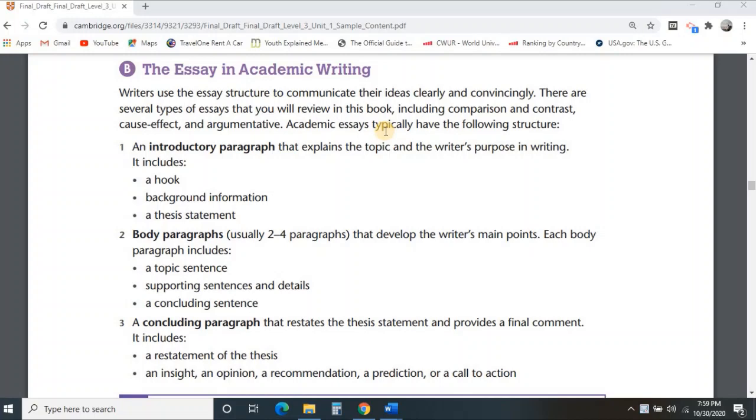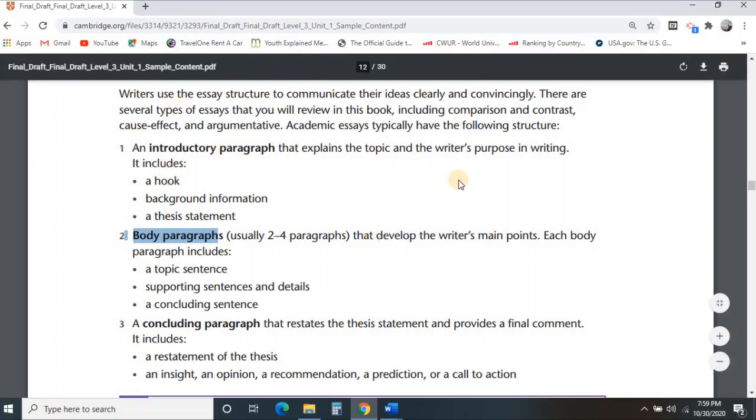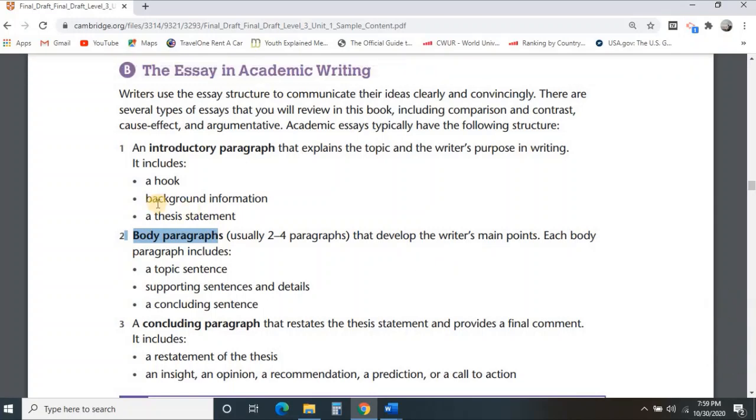Okay, so what are the elements of an essay? What makes an essay? There are three different parts that make an essay. The first one is called the introductory paragraph, the second is called body paragraphs, and the last one is called the concluding paragraph. Let's see in detail what each one means, what makes each part, and we're going to see examples in each one. Okay, so the first part is the introductory paragraph.